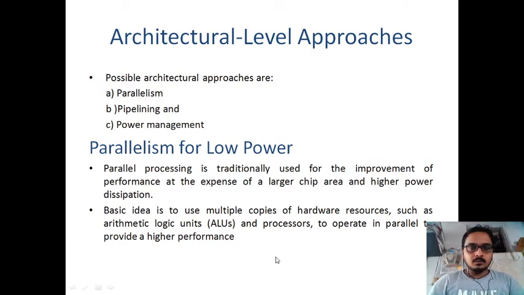In this video, I am going to explain architecture level approaches in low power VLSI. What is meant by architecture level approach? Architecture level approach is nothing but an RTL level approach. RTL means register transfer logic. Register transfer logic level approaches are also called architecture level approaches.